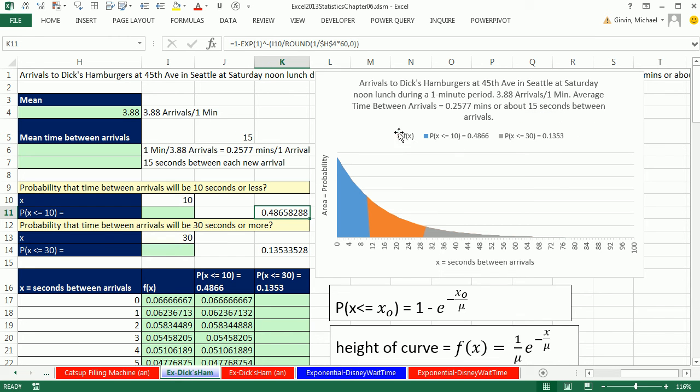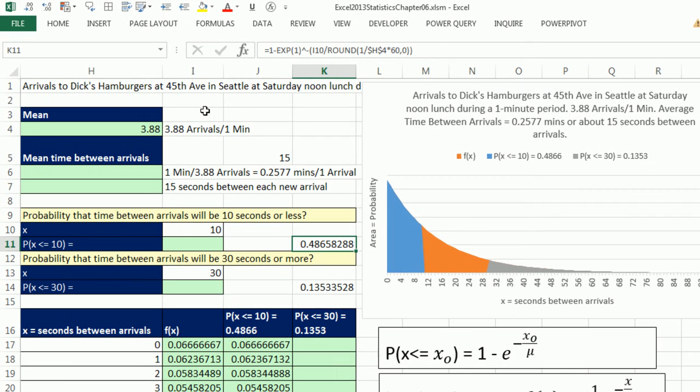Now we're going to see the average time between arrivals is 0.2577 minutes, or about 15 seconds between arrivals. Because there's this relationship, if we know the mean number of people arriving per 1 minute, we take the inverse of that, and that gives us the average time between arrivals. So I'm going to say equals 1 divided by this 3.88. It means for every 1 minute, I'm going to divide that by 3.88 arrivals. Enter. It gives me 0.2577 minutes per 1 arrival.